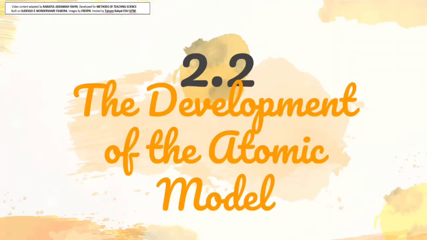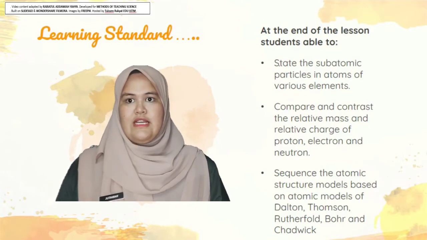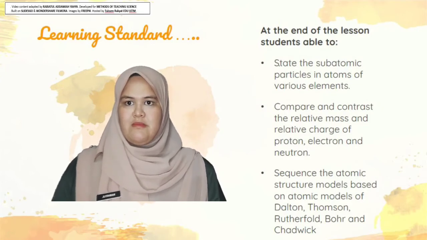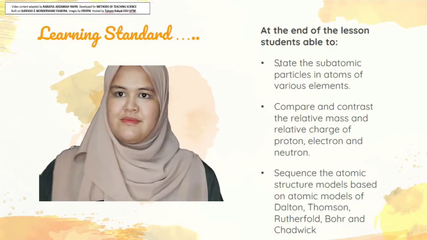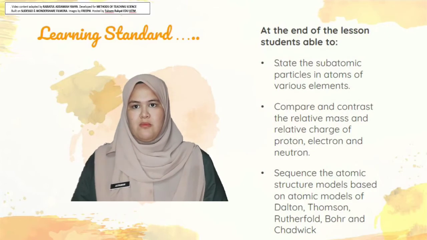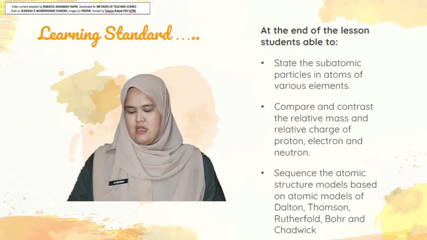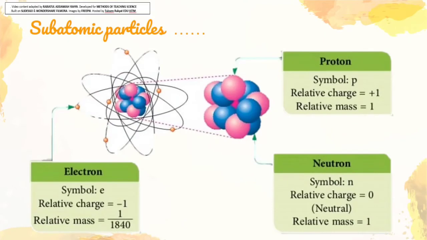The subtopic 2.2, the development of the atomic model. For this subtopic, at the end of the lesson, students should be able to state the subatomic particles in the various elements, compare and contrast the relative mass and the relative charge of proton, neutron, and electron, and sequence the structure of atomic model based on atomic models of Dalton, Thomson, Rutherford, Bohr, and Chadwick.